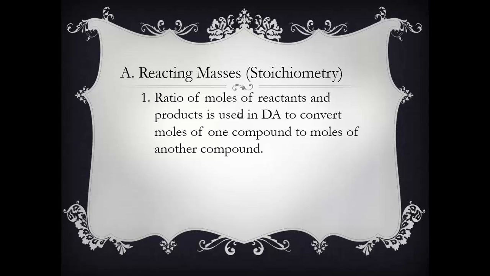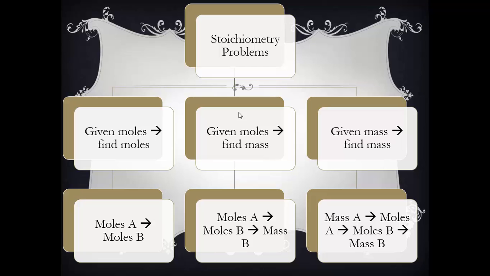So, in one step, the ratio of moles of reactants and products is used in dimensional analysis to convert the moles of a compound to moles of another compound. So here are some types of stoichiometry problems. Simplest one is given moles, you find moles. So it's just the ratio in the balanced equation. The other two are a little more difficult because you're dealing with mass. Either you start off with moles and find the mass of a substance, or you have a mass and you have to find a mass of another substance.